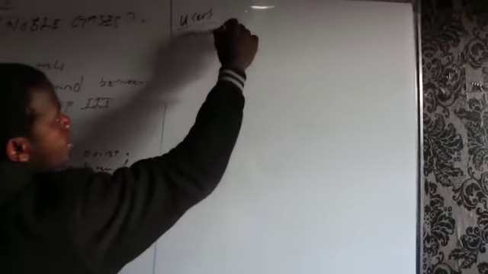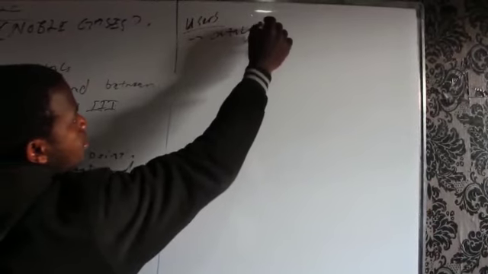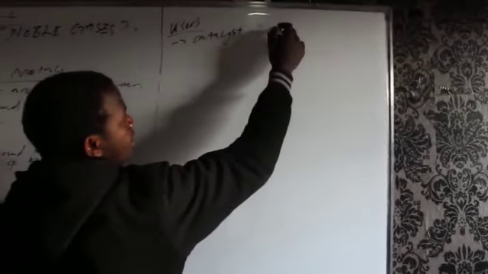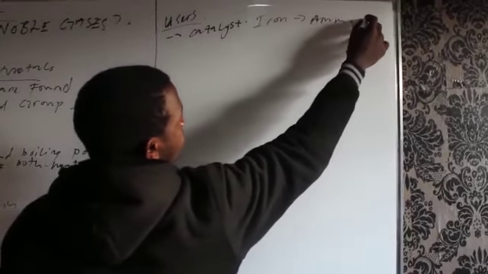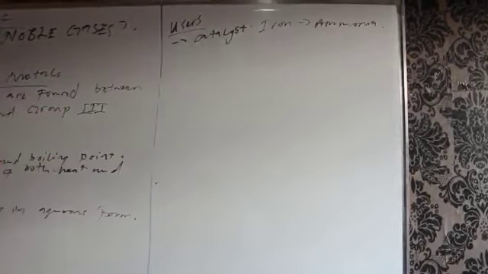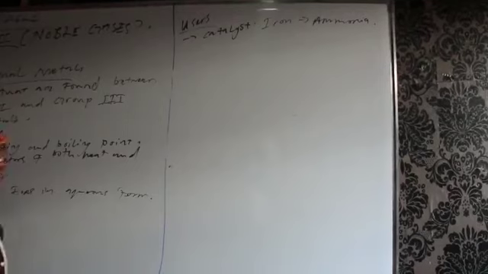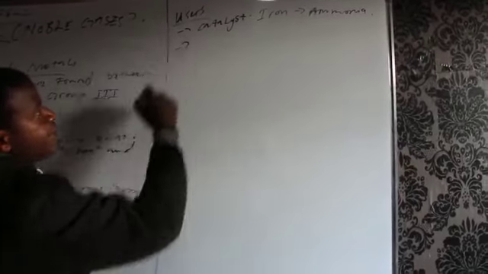Let us now look at the uses of transitional metals. So transitional metals are used as catalysts. For example, iron is used in the manufacture of ammonia as a catalyst, and nickel is used in the manufacture of margarine.